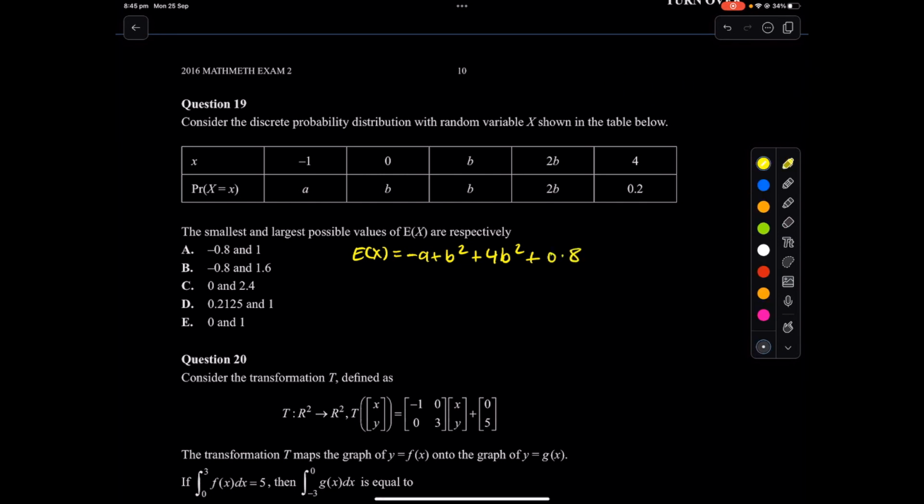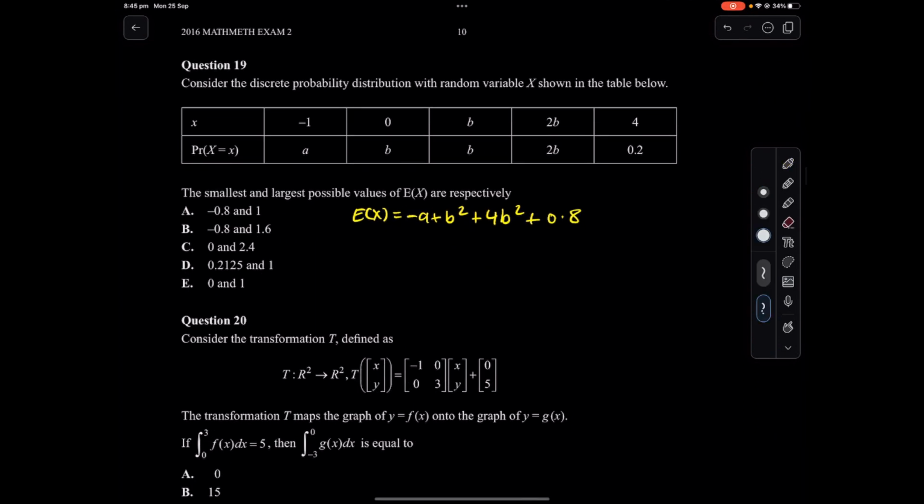And we know that the total of all of these should equal 1, so we can say a plus 4b plus 0.2 must equal 1. And we can say that a plus 4b is 0.8. A is therefore 0.8 minus 4b.